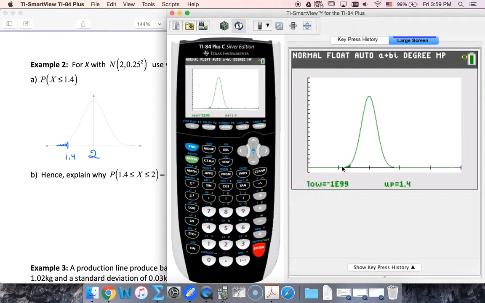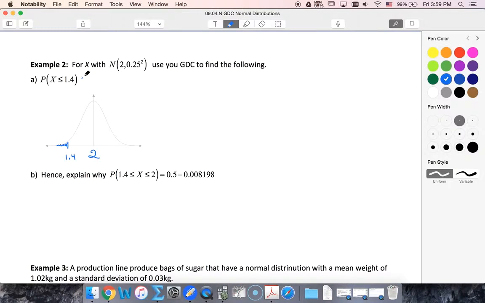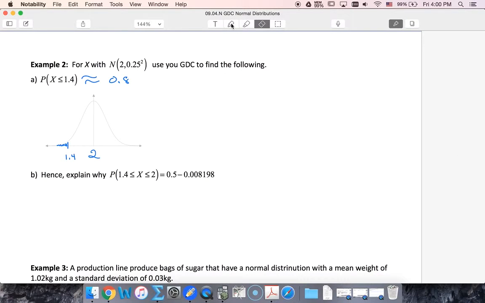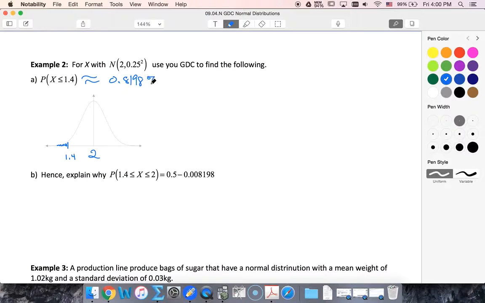So like I thought, very little. And I can see that my area is really small, so my area is 0.008198. So my probability is 0.008198. That value is exact, the decimal didn't keep going, so I can say exactly 0.008198. So I'm writing this down because of my next question.